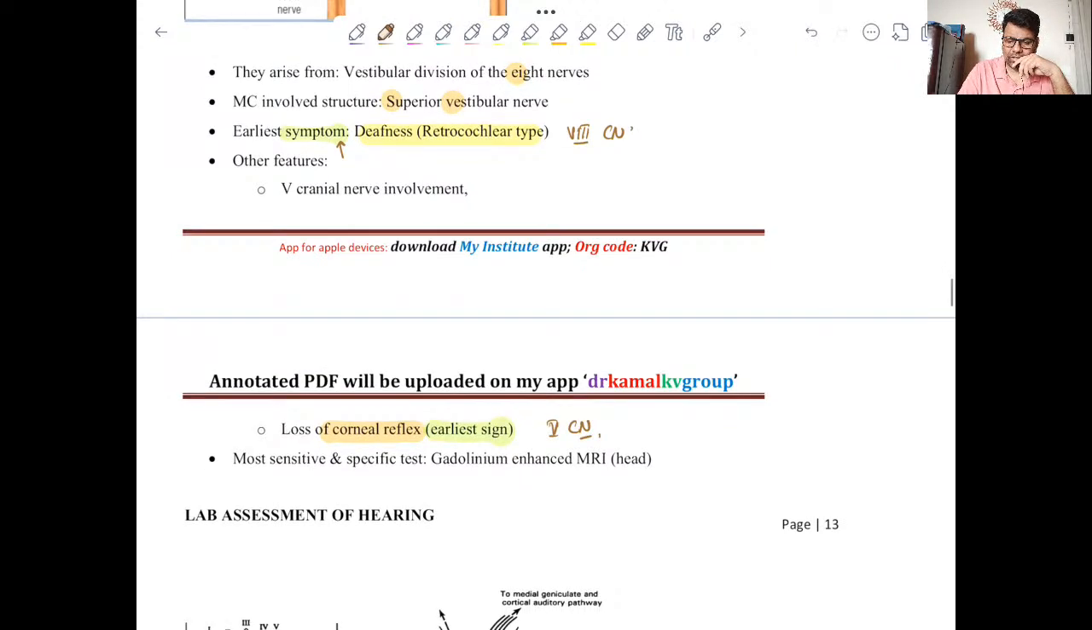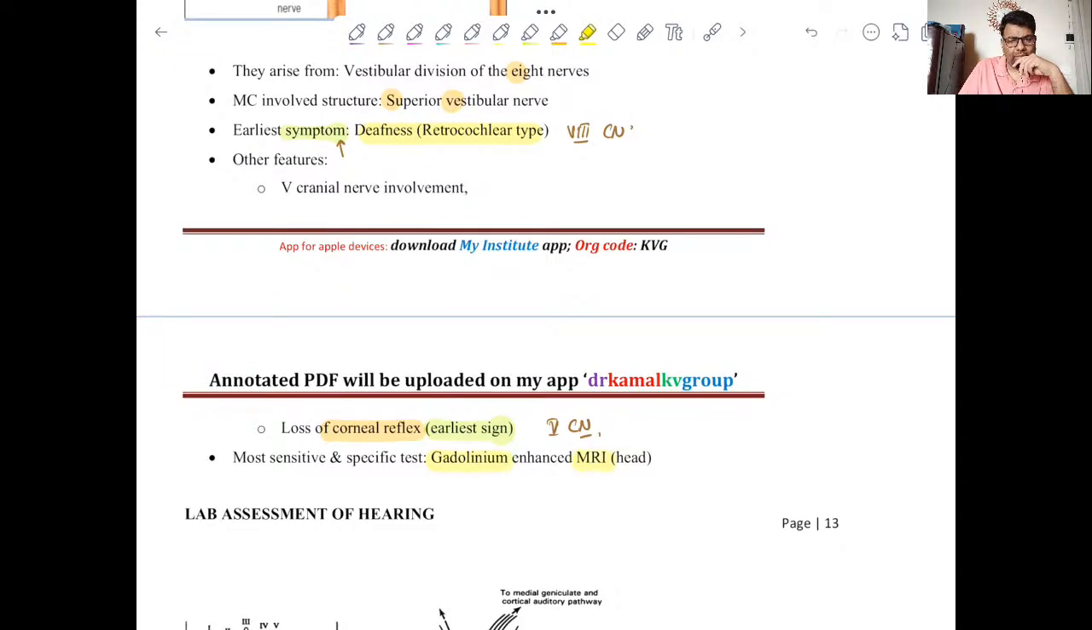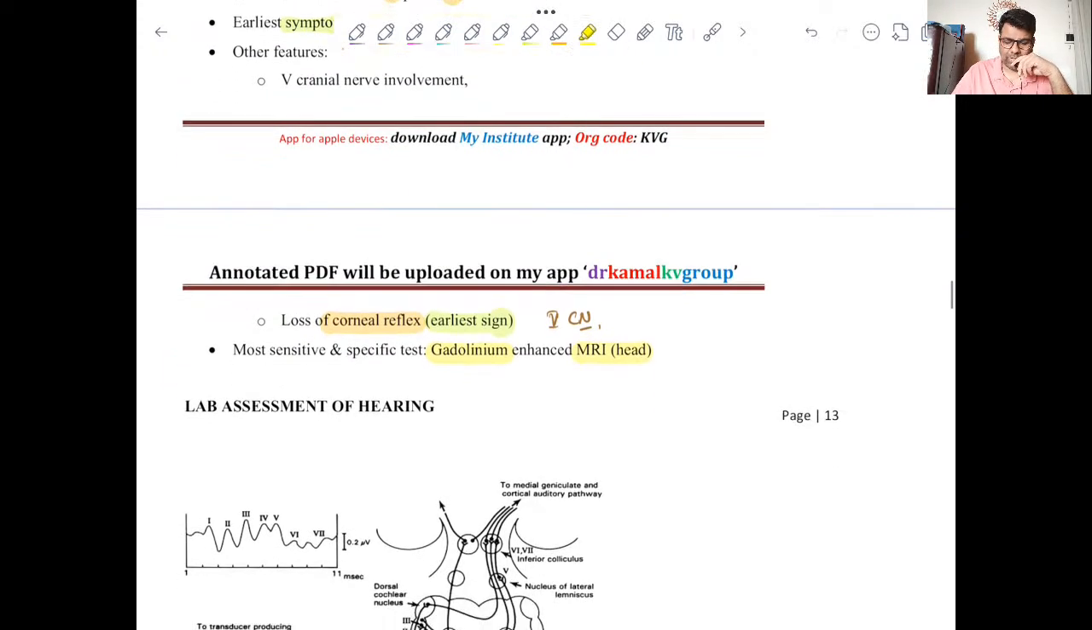Clear? So that's very unique or very strange. Now we can do gadolinium MRI of head region. Yes, Anas bhai, absolutely right.